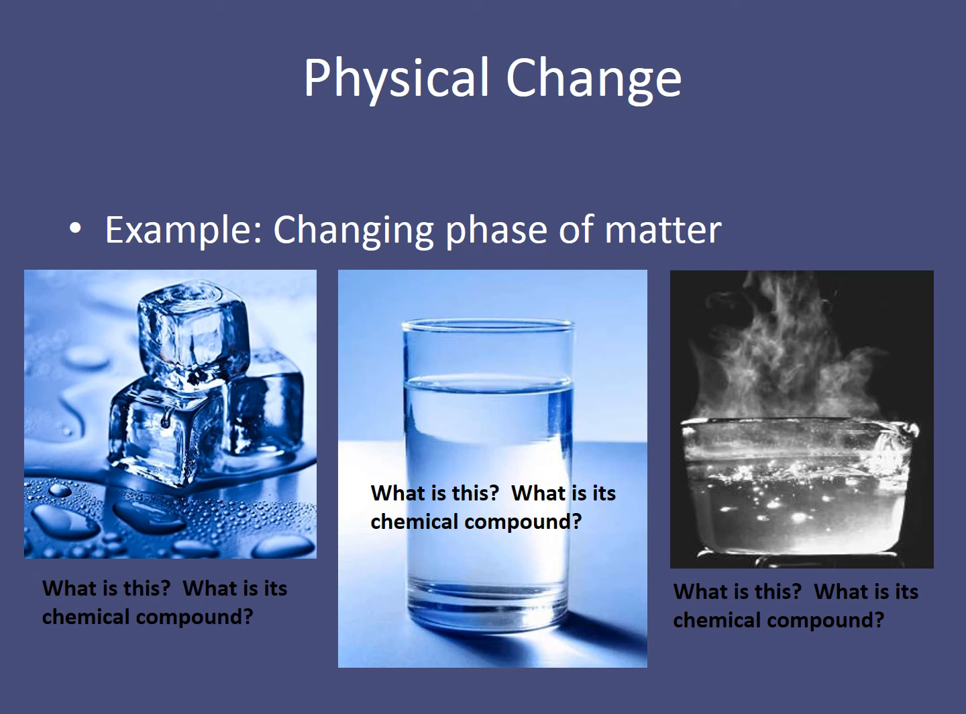Another example of a physical change is changing the phase of matter. Looking at that picture in the middle, we know that that's a glass of water. We know already that that's H2O. So when we look at the ice cube, it looks different, it feels different. We would use different words to describe it, but it's still ultimately just water. It's still H2O. Same thing with the steam, the boiling water there. It's still H2O, even though it looks different and has different physical properties.